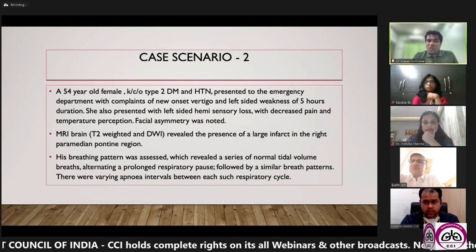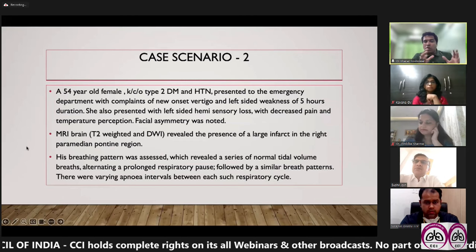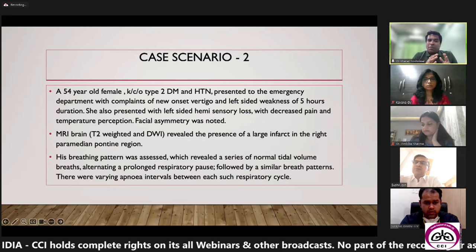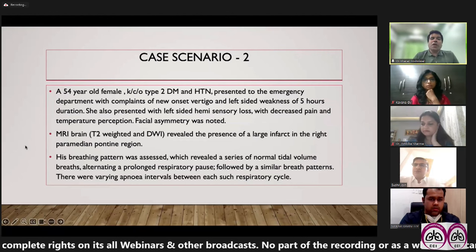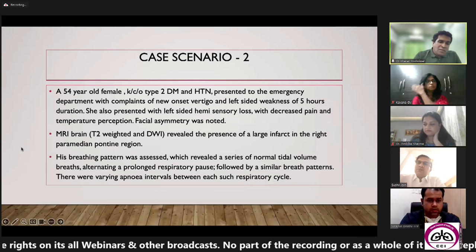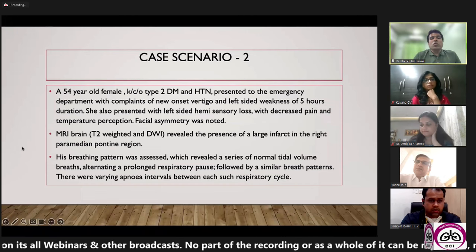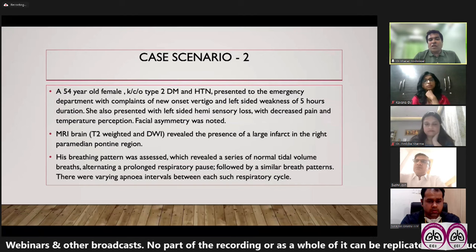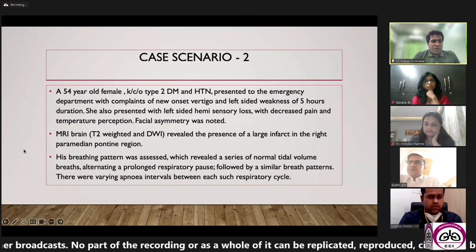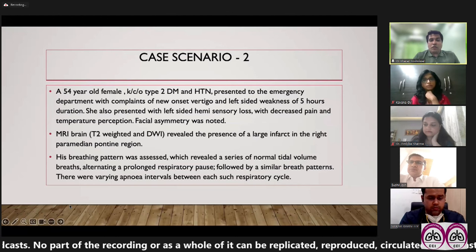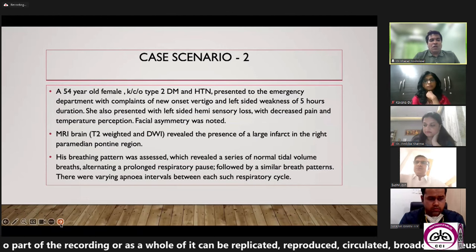So especially when you're dealing with a neuro case, the type of breathing pattern may help you to prognosticate a patient, may help you tell the seriousness of the patient, and probably you can counsel the patient's relatives accordingly. I think this is a very practical point made by Srikar sir, which every one of us should follow henceforth.